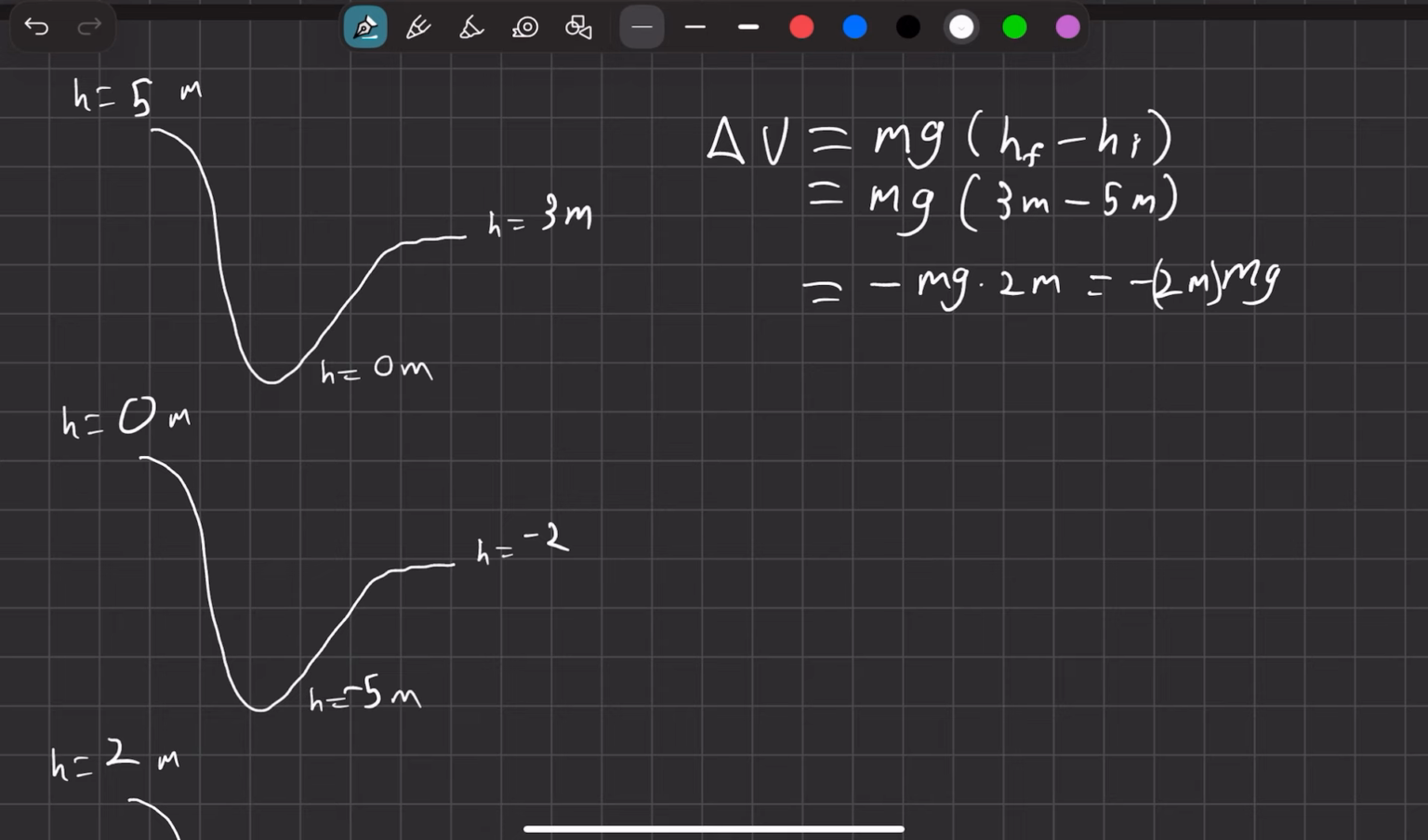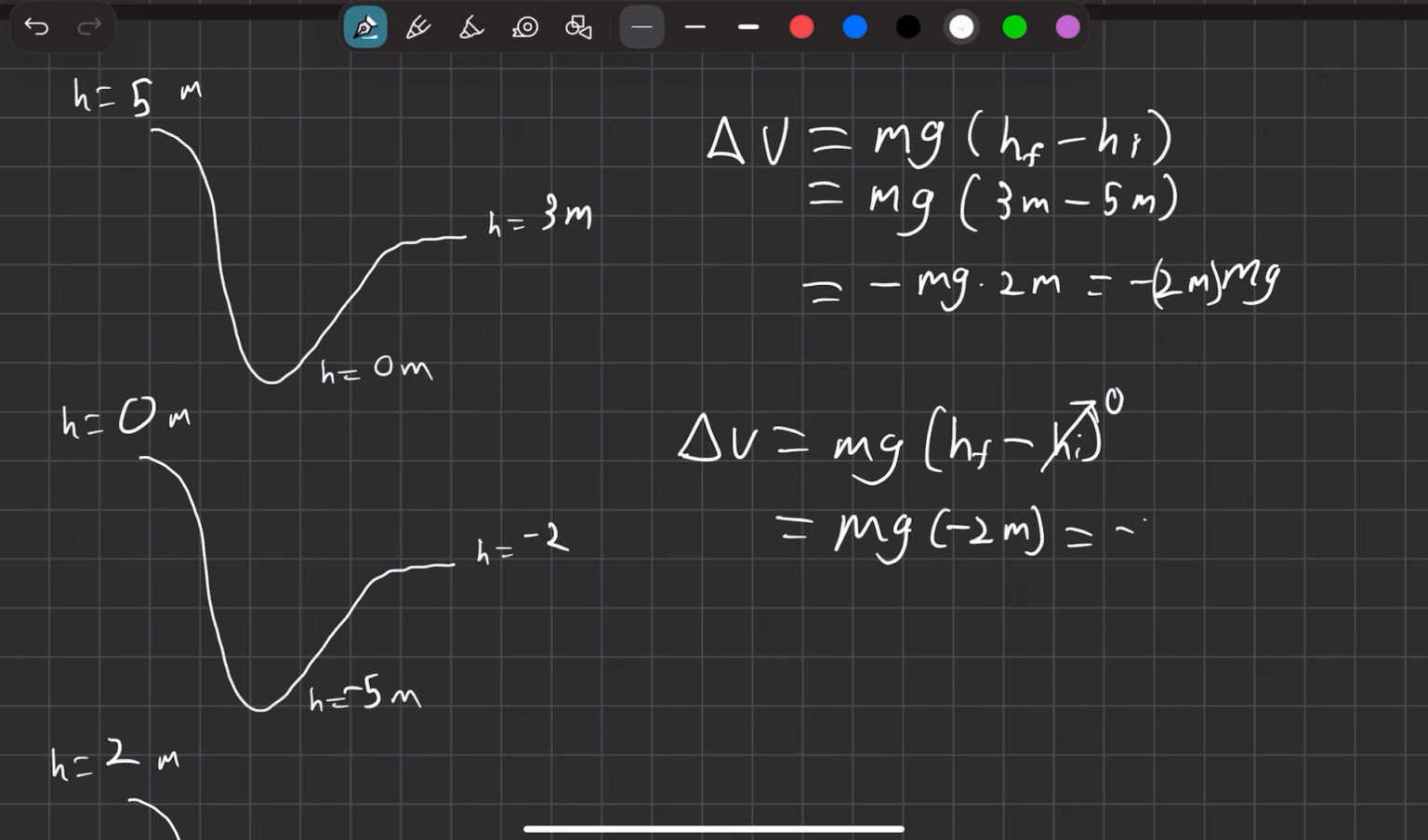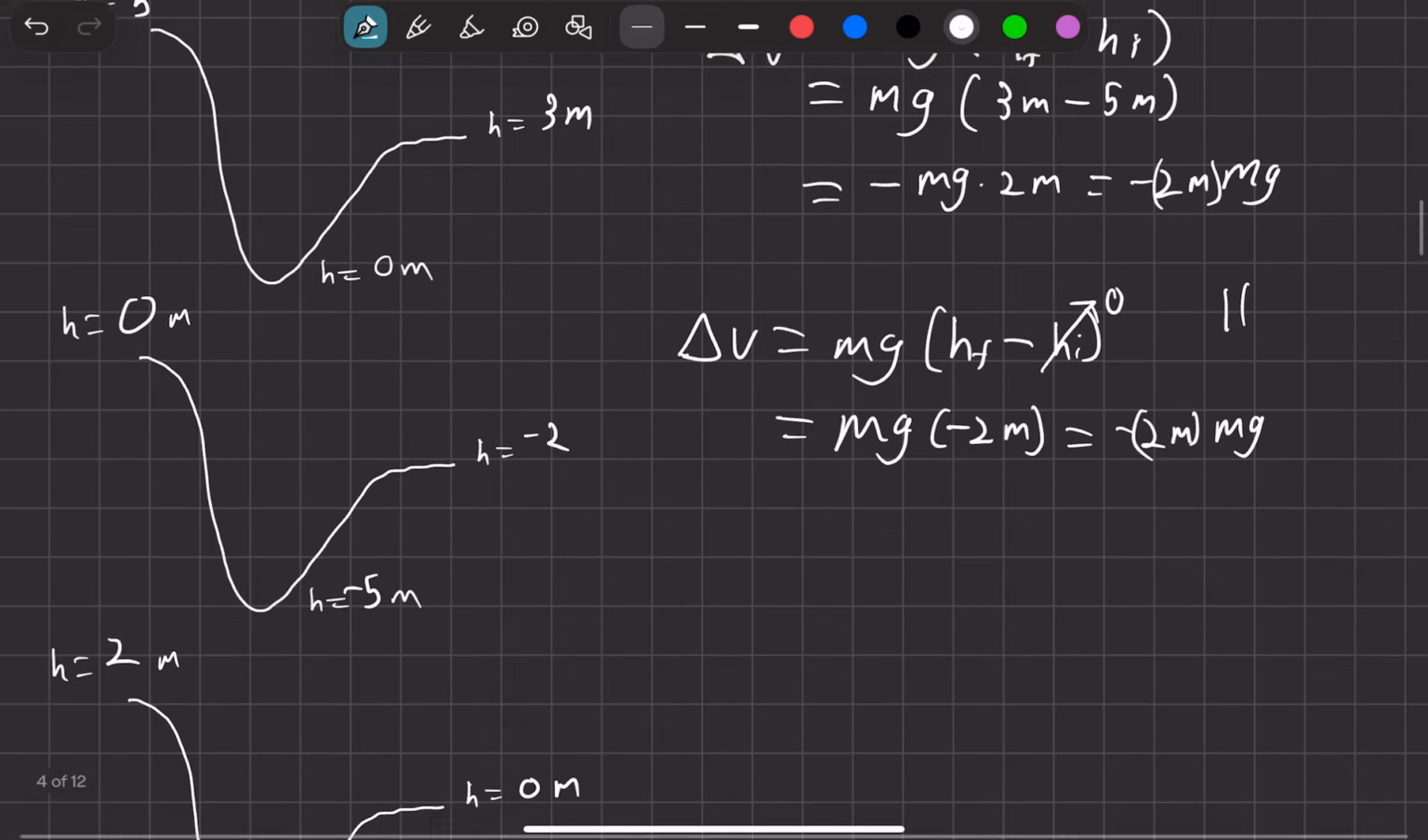Let's compare that to when we have the initial height being 0. So we have the change of potential energy is equal to mg, and what we have is the final height minus the initial height. And we're saying the initial height is 0, and the final height is negative 2 meters. So we get mg times negative 2 meters. Again, we'll just rearrange that, negative 2 meters times mg. Oh, whoa, would you look at that? Those two are the same. And you're seeing a pattern, you might suspect it's probably going to be the same no matter where we place the 0 meters. So let's just check that with the last one.